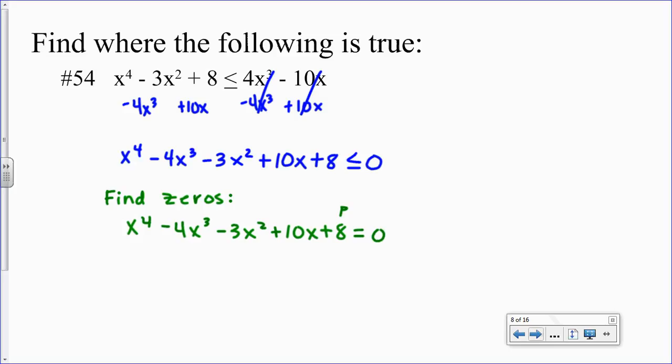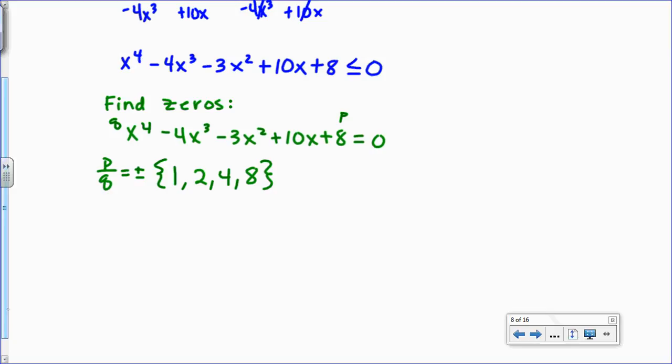So 8 is p and 1 is q. And since q is just 1, then the p over q's are just factors of 8. So that's 1, 2, 4, and 8. So now that I found those, now what do I do? Yep, I have to do synthetic division to see which ones work. So let's start with 1.